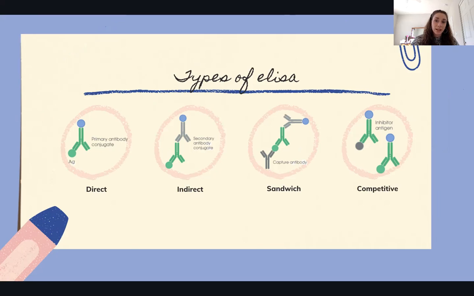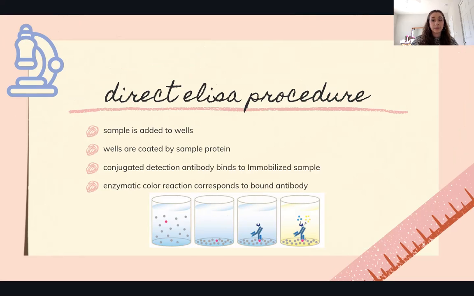The four types of ELISA include direct ELISA, indirect, sandwich, and competitive. In direct ELISA, the procedure includes adding the samples to the wells, coating the wells with the sample protein, using a conjugated detection antibody which binds to the immobilized sample, and then a color reaction corresponds to whether the antibody was present.